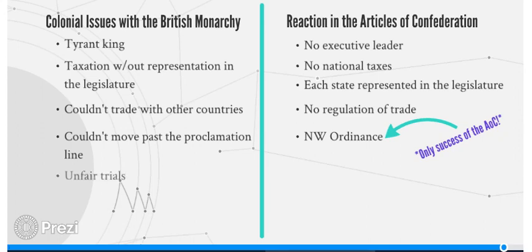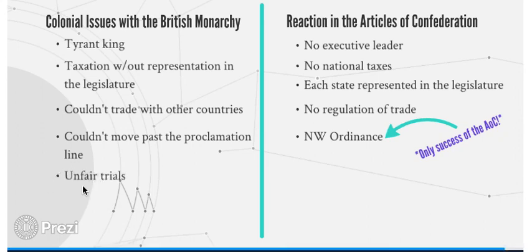Okay, so our next colonial issue is unfair trials. Okay, if you decided you were going to go out and do something stupid as a colonist, you would probably be arrested, shipped out over to England.